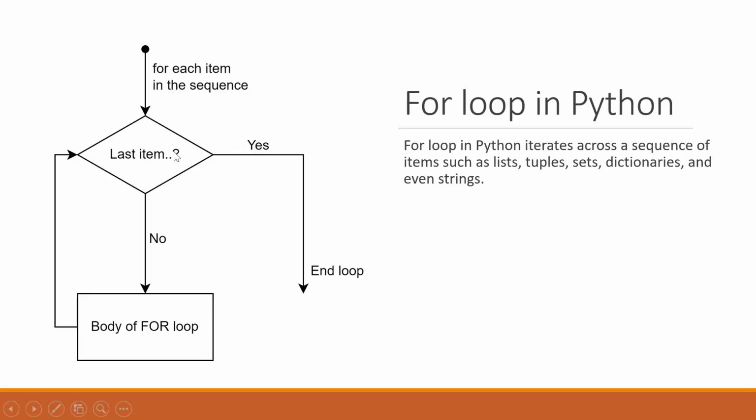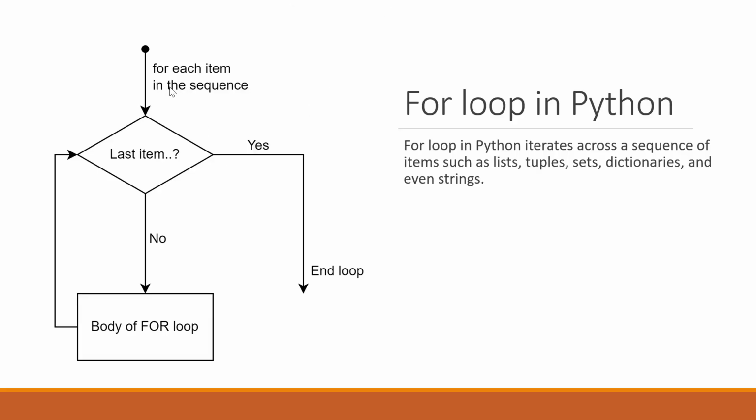So here we can see the flowchart of this for loop. What it will do, it will iterate through each item given in the sequence. So for example, we have a list having 10 items. So it will iterate through each of the items. Now what will happen when we run the for loop? It will iterate over each item given in the sequence and execute the given set of statements for each of them. Then it will check if the item in the sequence is the last item or not. If the item is last, then it will end the loop, and if the item is not the last item, then it will continue the execution.